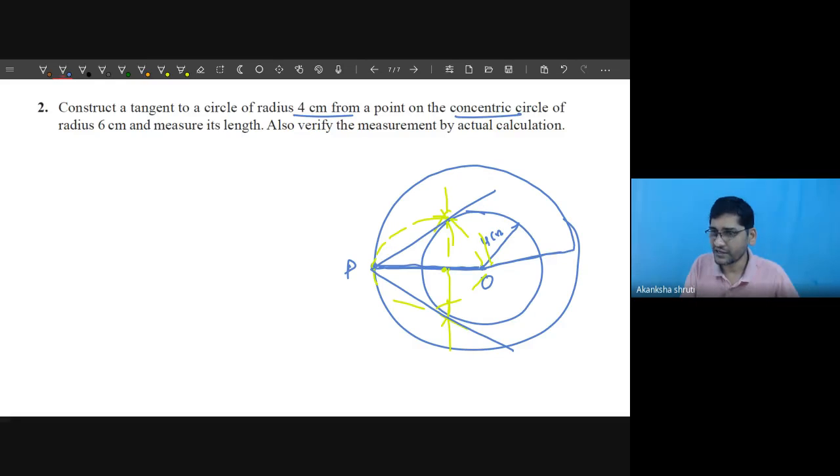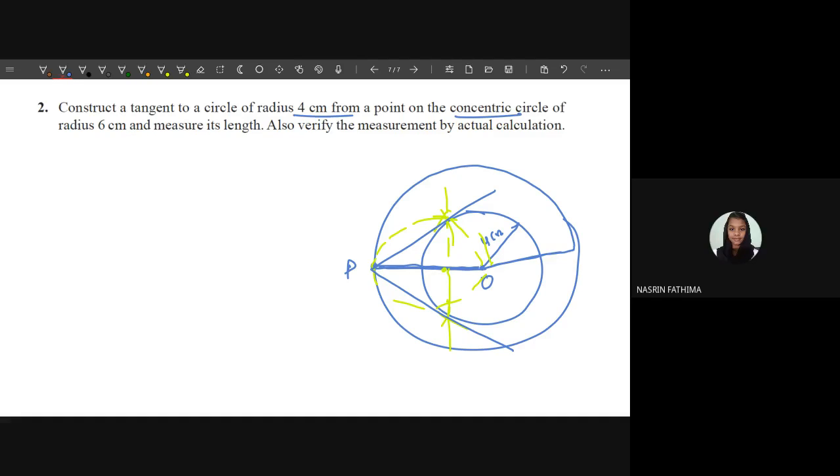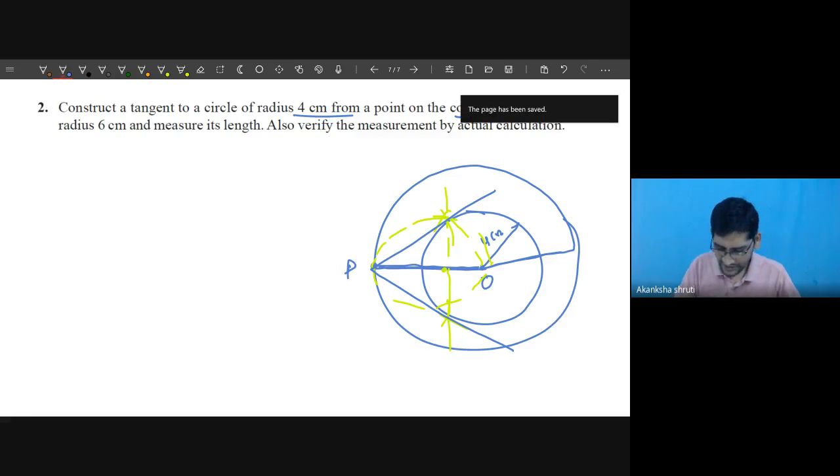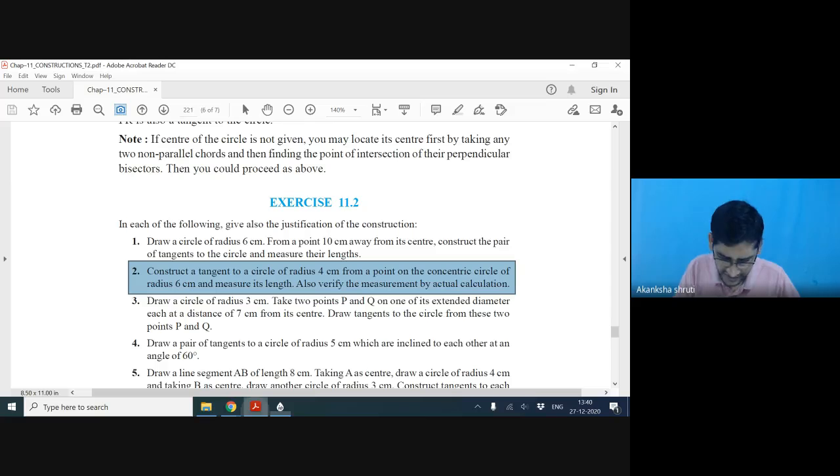Shall I do the construction, or this hint is enough for you? Yes, sir. Okay. So this way, all the questions are of the same kind. You can get it. Draw the circle 3 centimeter. Take 2 points P and Q on one of the extended diameter at 7 centimeter from its center. Draw the tangent. The same. The 7 centimeter you have to take. Draw the pair of tangents to a circle of radius 5 centimeter which are inclined to each other at 60 degree. It's very easy. Just with the help of protractor you can draw it.